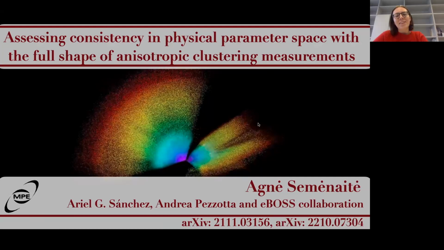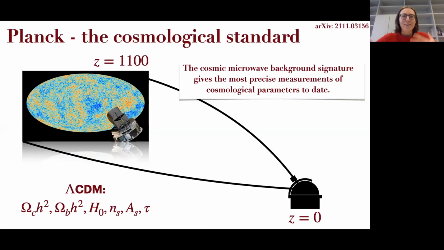Okay, thank you very much for having me here. It's a great pleasure to talk about my work. Today I'm going to cover the work presented in two papers, and these are their arXiv links. I worked on this together with my supervisor, Ariel Sanchez, as well as Andrea Pezzotta and the eBOSS collaboration. Right, so let's start with the customary introduction about Planck setting the cosmological standard.